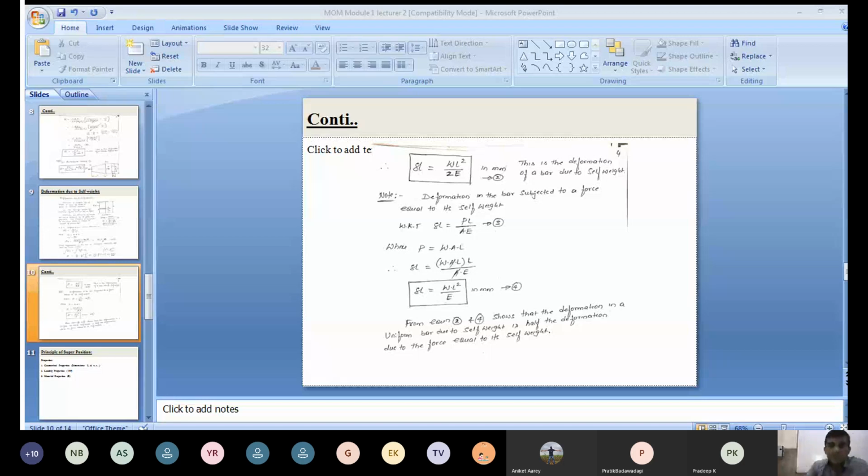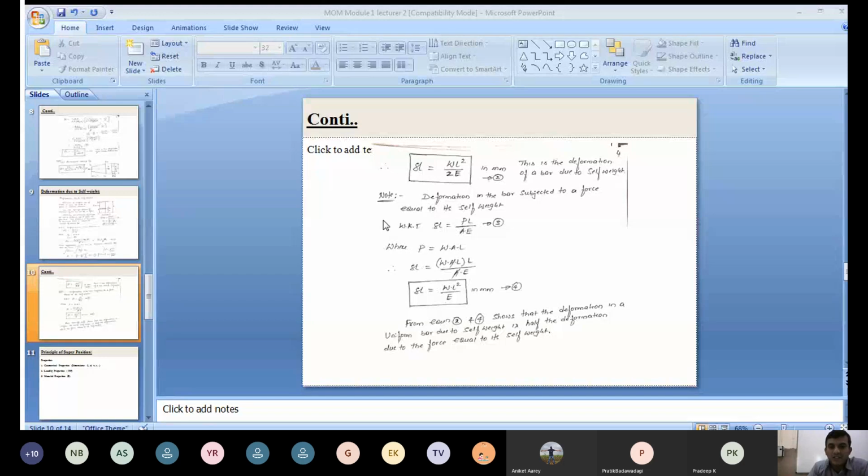The deformation in the bar subjected to a force equal to self weight. Suppose you keep the bar in horizontal position, whatever the self weight of the bar is, you convert that self weight of the bar into a force, then you apply it. Now how much will the bar deform here? As you know, the deformation induced in the bar, delta L, is equal to PL by AE.